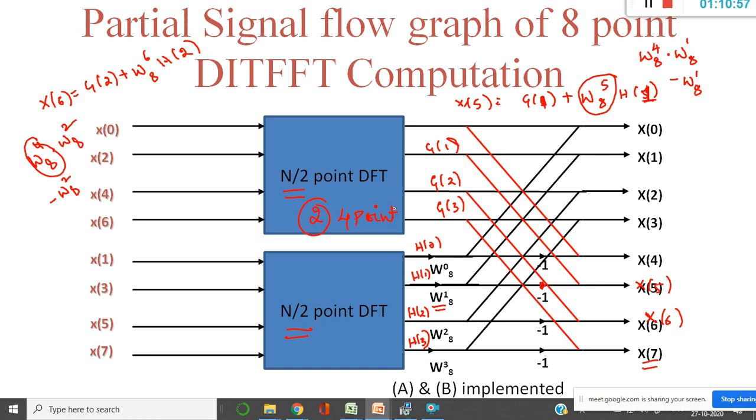Once you go for the 4-point DFT, even if you take direct computations, obviously the number of multiplication operations will be less because you are considering only 4-point DFT. That's how the process is going to be made efficient. So let me stop here for the day.